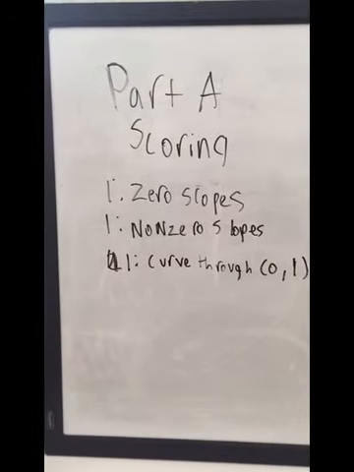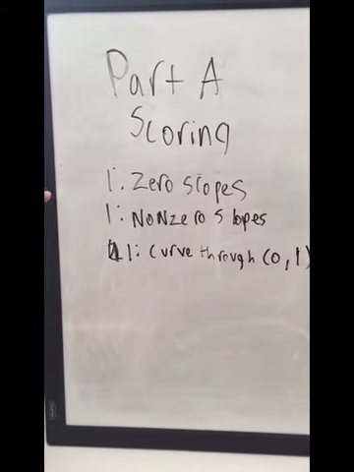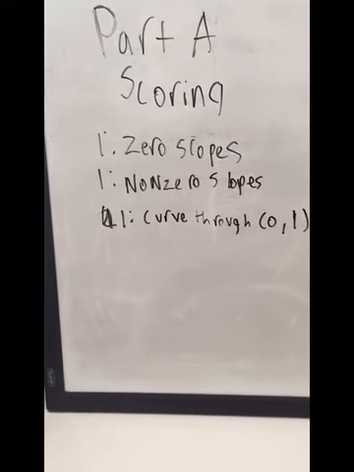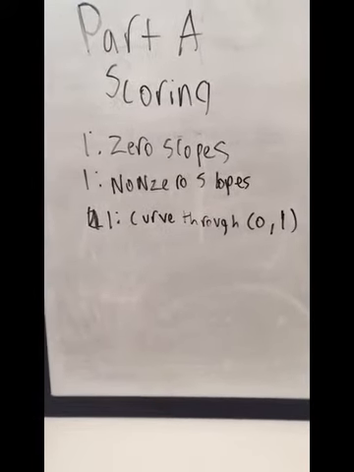Okay, so the way they scored part A was you got 1 point for the 0 slopes, 1 point for the non-zero slopes, and 1 point for the curve.